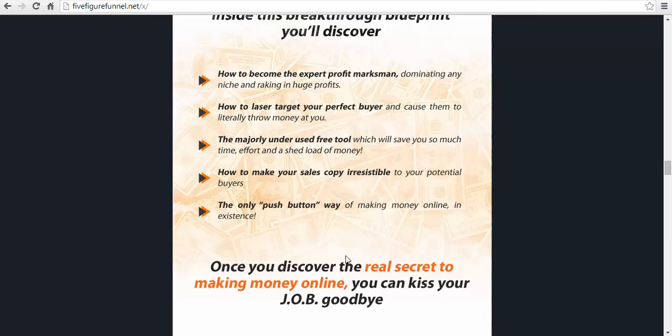And they don't exist, right? The closest thing you can get to a push button method of making money is writing an email and hitting the send button. Okay, but it still takes time, you know. You've still got to write that email.